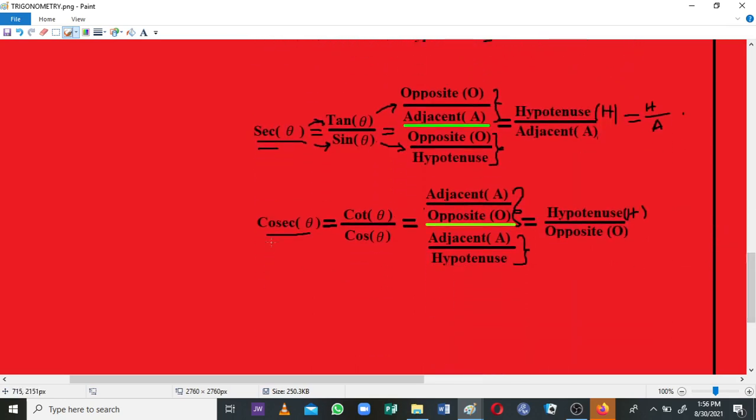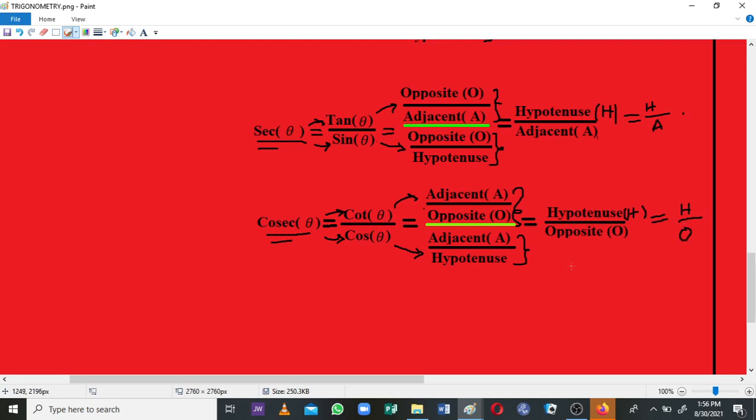The same thing applies to cosecant. Cosecant is equal to cot, which is cotangent, over cosine ratio. We know that cot is equal to adjacent over opposite side, and cosine is equal to adjacent side over hypotenuse side. That is from our right angled triangle that we generated these ratios. This gives us hypotenuse over opposite as the ratio for cosecant.